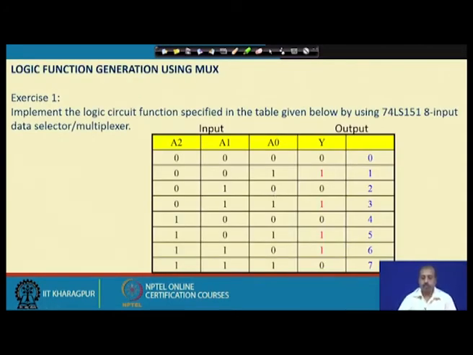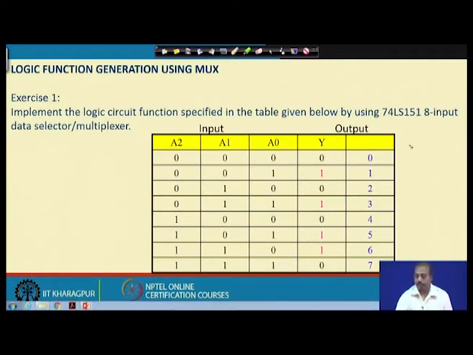Now, we will be looking into a technique by which we can realize some logic circuit function using multiplexers. We will take as an example 74151, which is an 8-input multiplexer, an 8:1 multiplexer. Normally for multiplexers we write it like 8:1 multiplexer, that is, there are 8 input lines, 3 select lines and one output line.